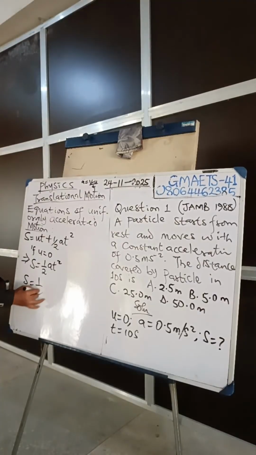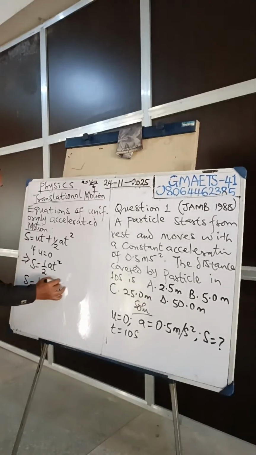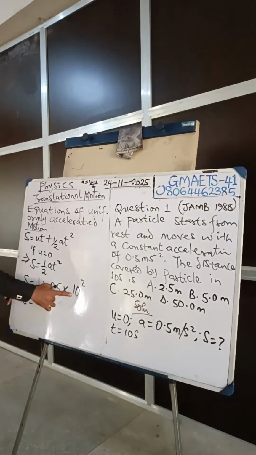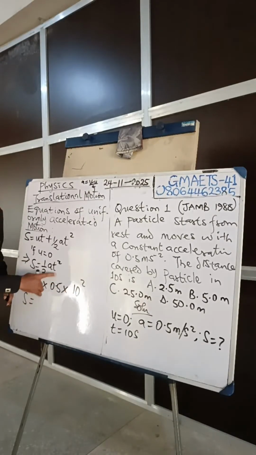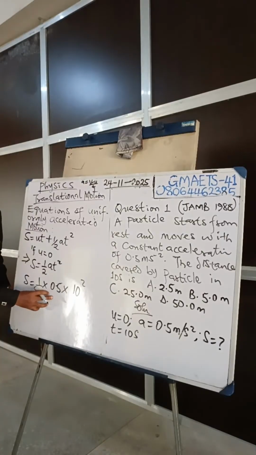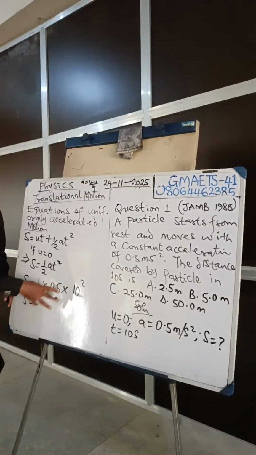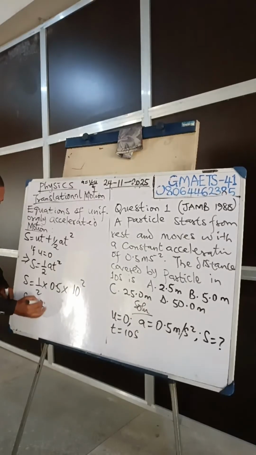Now let us substitute. S will now be equal to 1 over 2 times, what is our acceleration? 0.5. What is our time? 10. You square it. S is now equal to, this is 100. You know, 0.5 is also half, is that not so? 1 over 2. So under here you have 4. True or false? Why is it 4? 1 over 2 times 1 over 2. 1 times 1 will give you 1, 2 times 2 will give you 4. 10 squared will give you 100. Then everything will now be 100 over 4. And 100 divided by 4 will give you 25.0, or simply 25 meters.